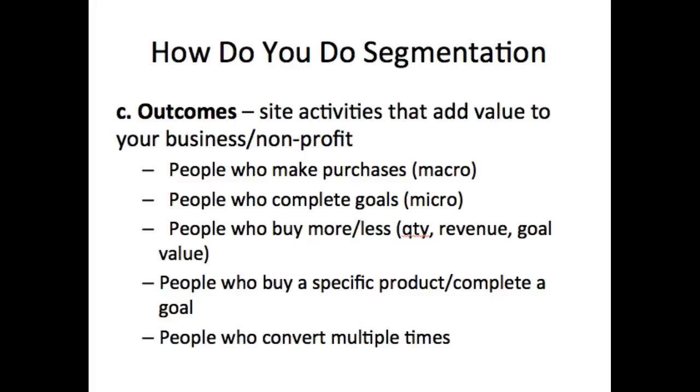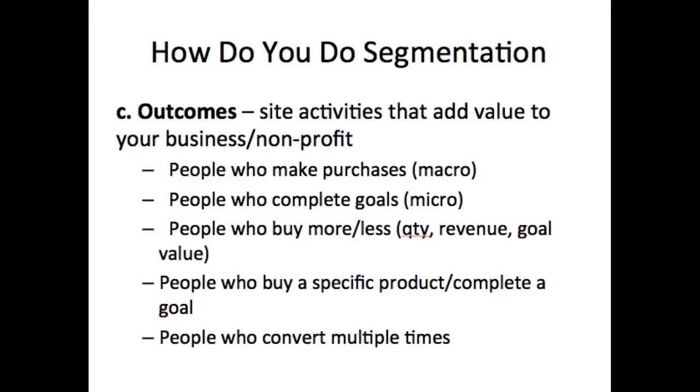And so we have macro and micro conversions, but it could also be people who buy more or less. So you could look at quantity or revenue or goal value. It could be people who buy a specific product or complete a goal. It could be people who convert multiple times. It could be whatever outcomes you want to look at. For pure e-commerce, it might just be e-commerce that you're looking at, because the website is built to get people to buy stuff.